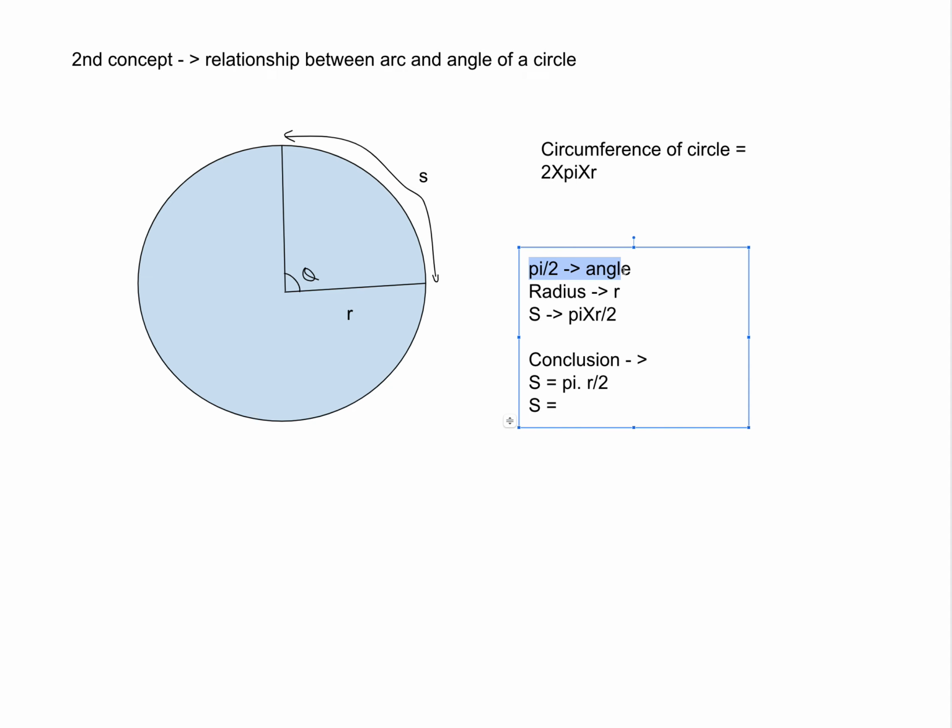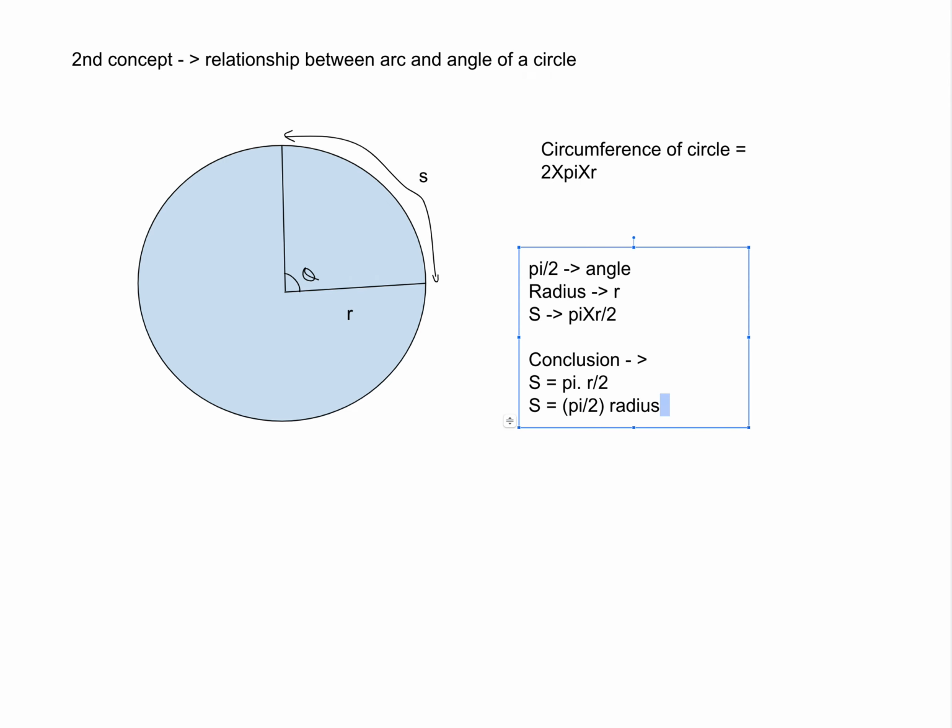pi by 2 is angle, right? So pi by 2, if I write the pi by 2 separate, pi divided by 2 separate, and then what is remaining is the radius. But what is this pi by 2? In this case, pi by 2 is this theta angle, because we are considering the right angle case. The angle can be anything, but in this case we are considering a right angle. So this pi by 2 is basically this angle. Okay, so this is theta. Pi by 2 is theta.